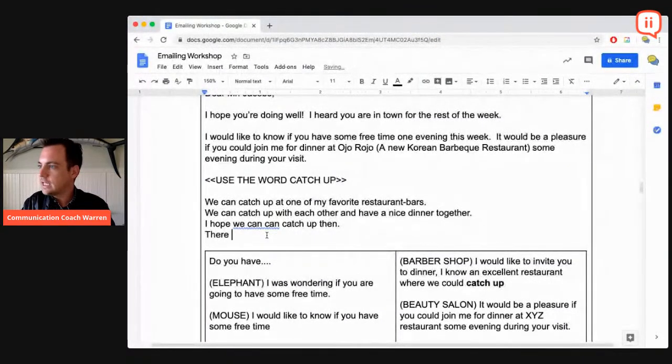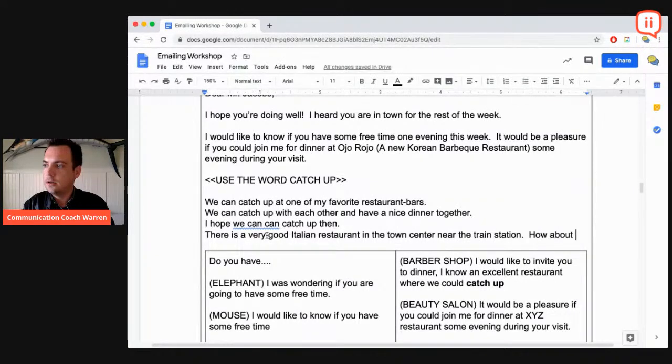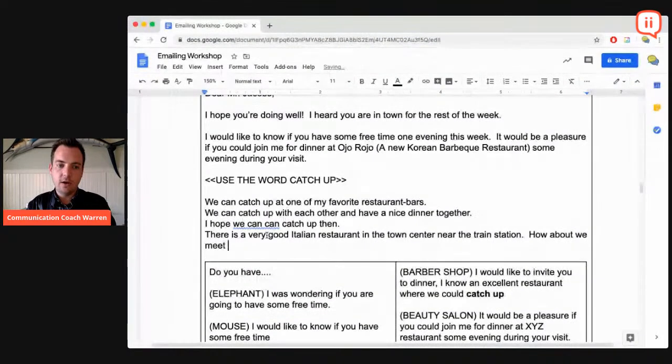Rafaela is writing, there is a very good Italian restaurant in town, in the town center near the train station. How about, I see, Rafaela. So you're using here catch up in a different way. Catch up, of course, is to talk with a person about things you don't know that have happened in their life recently. I think here, instead of catch up, you should say, how about we meet there and then catch up over dinner? That means catch up over dinner, of course, meaning let's talk about new things in our lives and in business while we eat dinner.